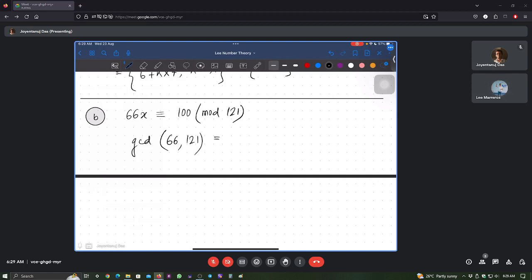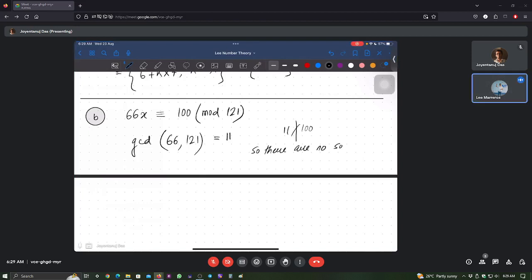11 is not a divisor of 6, yes. So 11 does not divide 100. So a solution does not exist, right? Yeah, so there are no solutions, right? Yes, there are no solutions.